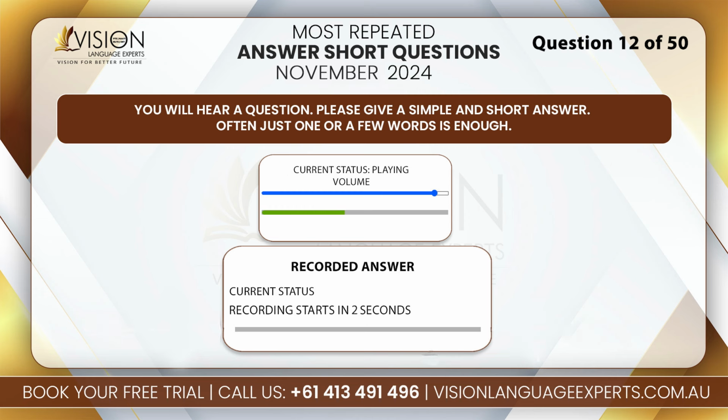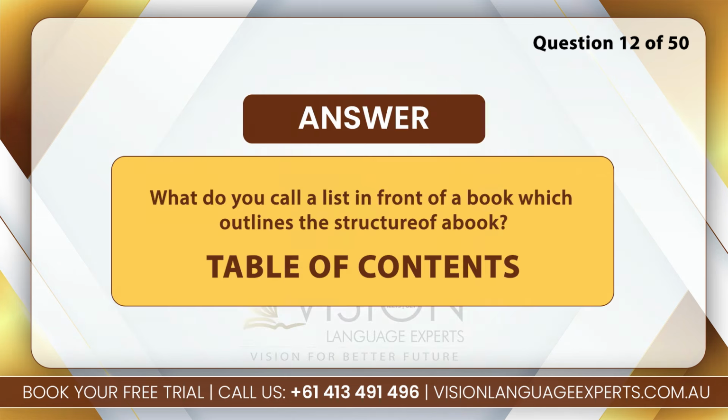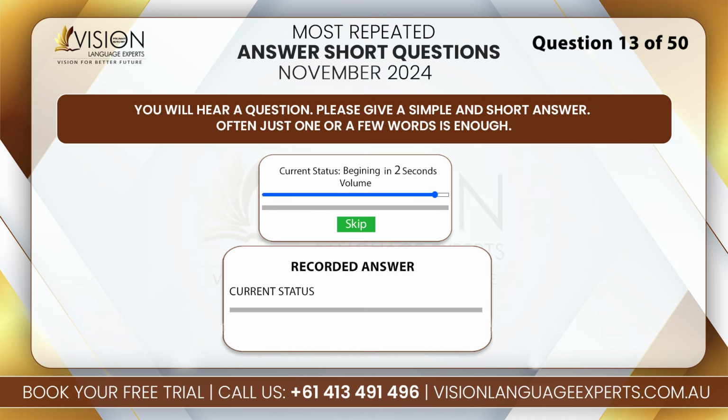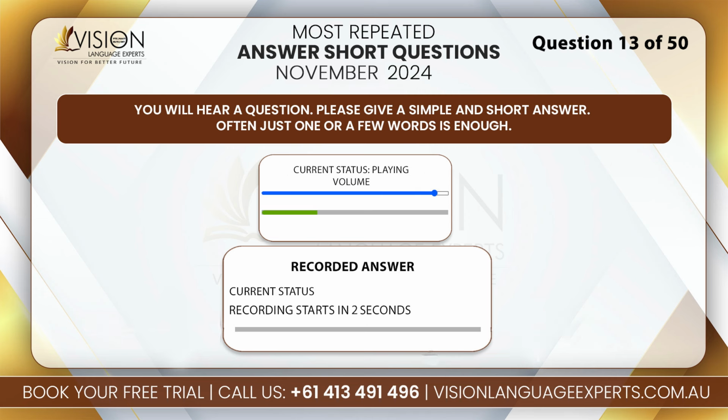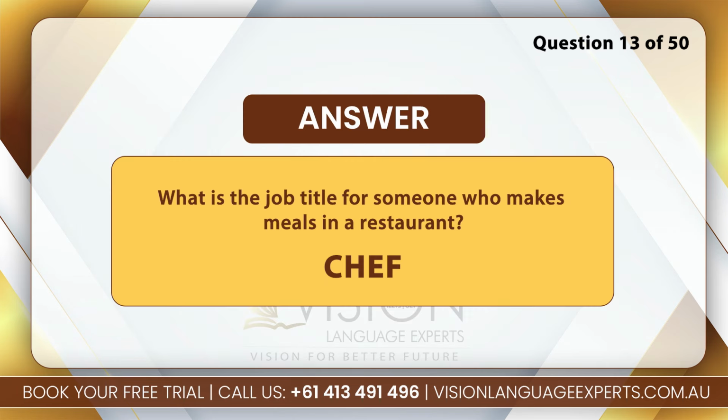What do you call a list in front of a book which outlines the structure of a book? Table of contents. What is the job title for someone who makes meals in a restaurant? Chef.